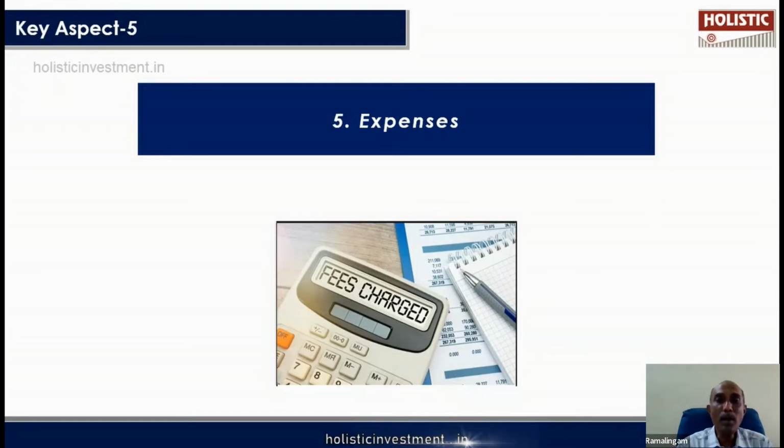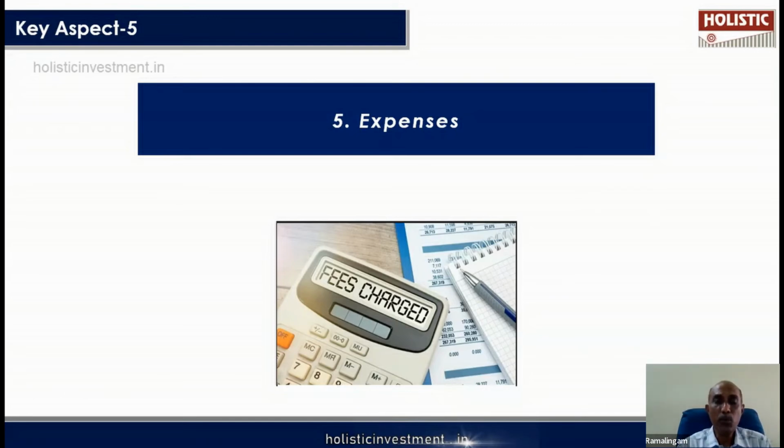The other is non-monetary. You may have to spend a lot of time to liquidate it, operate it, monitor it, execute it. So you put a cost on your time also. It depends on that, and you have to decide.